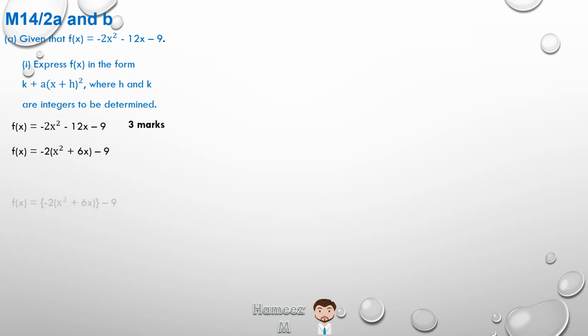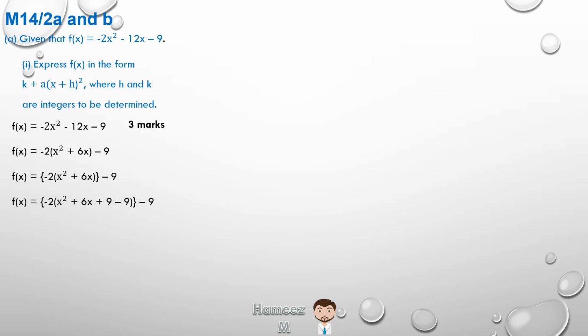So what we're really doing, let's rewrite that first part. I'll put some curly brackets around it to emphasize this is the area that we're dealing with that we have to convert into a perfect square. And we'll have the minus 9 outside. So minus 2 x squared plus 6x.